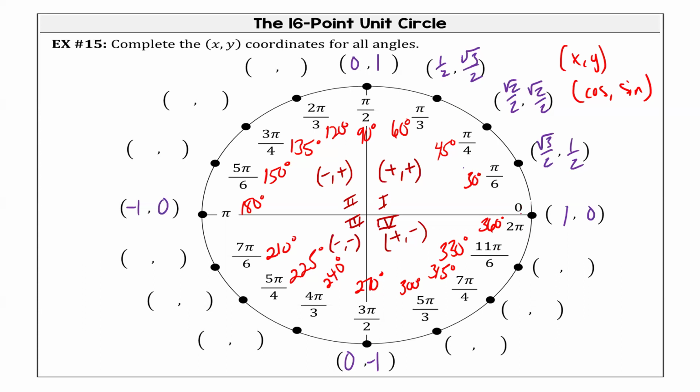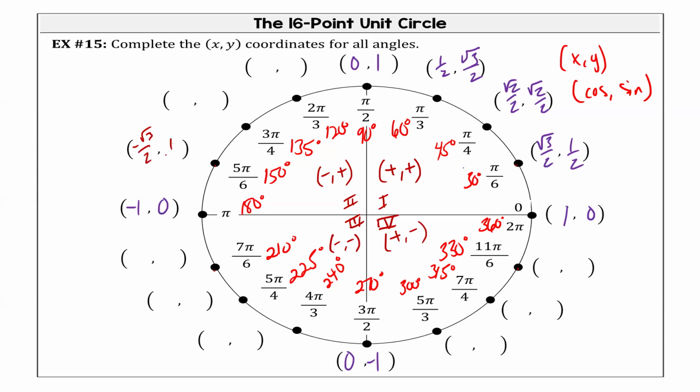You can start from wherever you want. So if we started with 30s, the 30s that we did were this was a 30, this was a 30, this was a 30, this was a 30, right? So they're going to all have the same ordered pairs, but adhering to the signs of that quadrant. Does that make sense? So this one would be negative square root of 3 over 2.